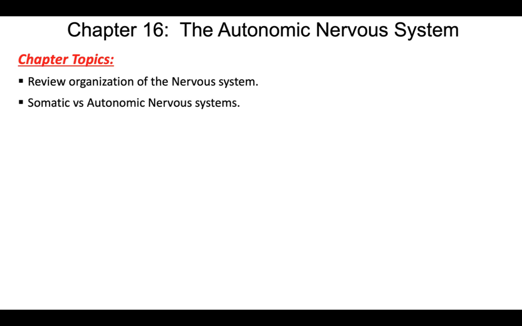So we're going to compare the autonomic nervous system to the somatic nervous system and kind of review the organization of the nervous system as a whole. Take a look at the differences and similarities between somatic versus autonomic. If you recall, the somatic nervous system controls skeletal muscles voluntarily, whereas the autonomic nervous system has involuntary control over basically everything else. We divide the autonomic nervous system into two subdivisions, the sympathetic division and the parasympathetic division.